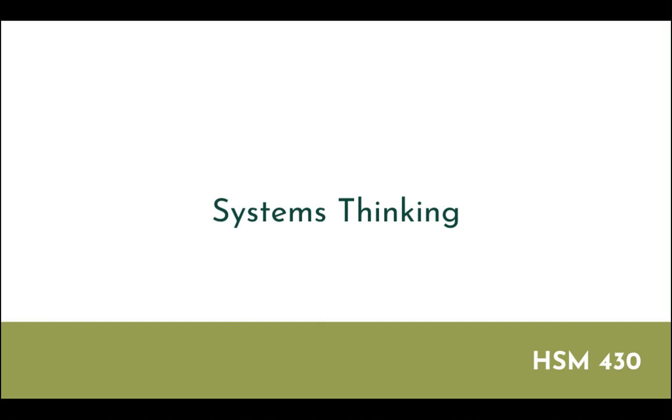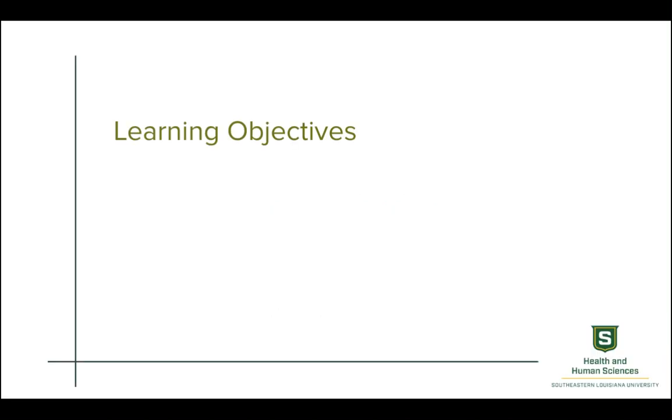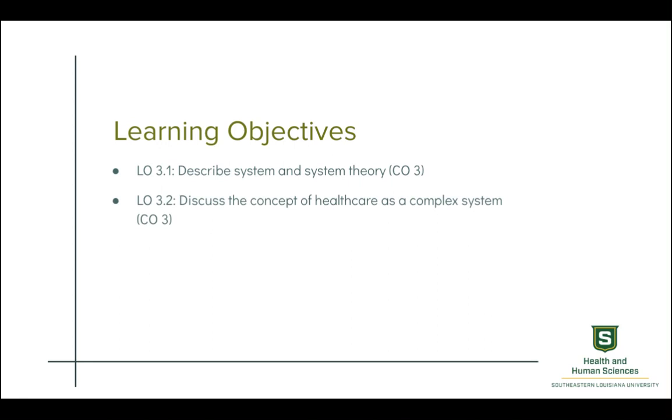For today's class, we are discussing systems thinking, and there are three learning objectives to explore this topic as in depth as possible. The first is to describe what a system is and describe what system theory is. And then we're going to discuss the concept of healthcare as a complex system, and then finally describe the components of healthcare as a system.